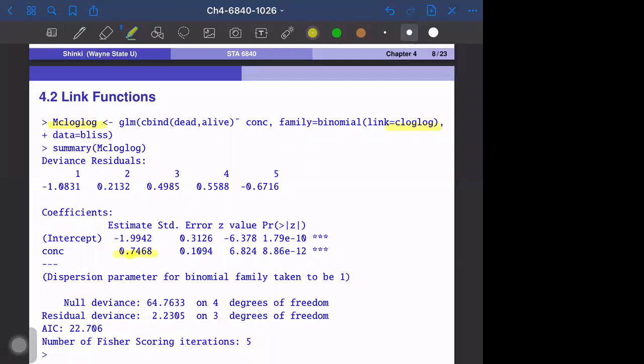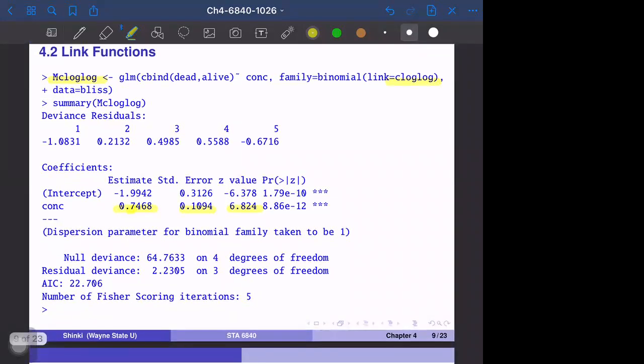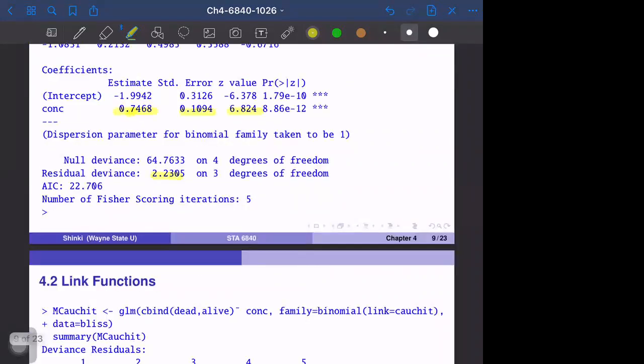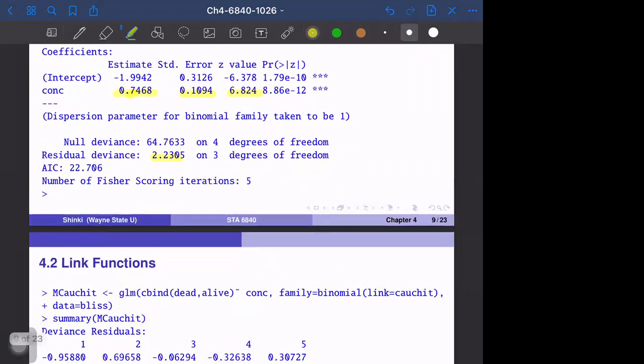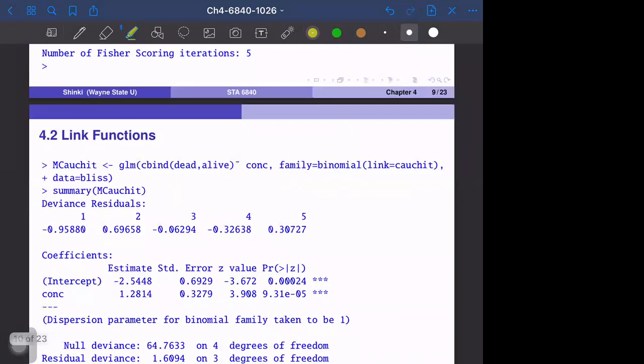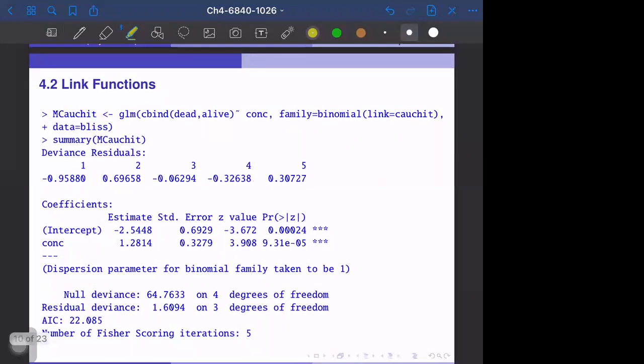The estimate is similar to the normal case, the standard deviation is at almost the same level, and the z-value is almost the same level. So it's similar. The residual deviance gets a little larger, so it's actually slightly worse than the probit and logit models. And for the Cauchy link function, again, we just changed the link function. The estimate is actually large, but the interpretation is different.